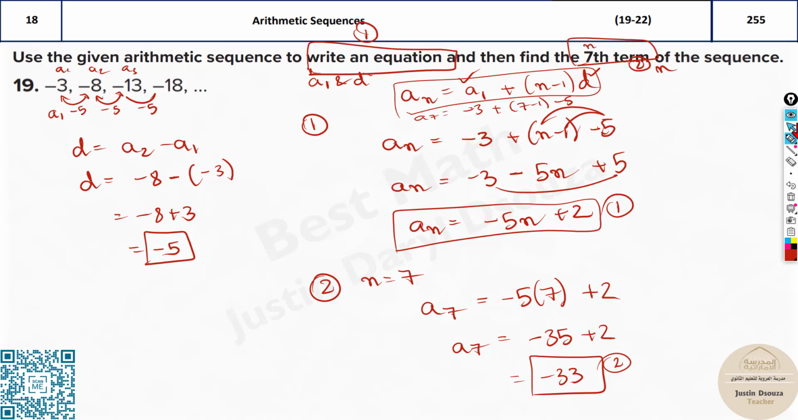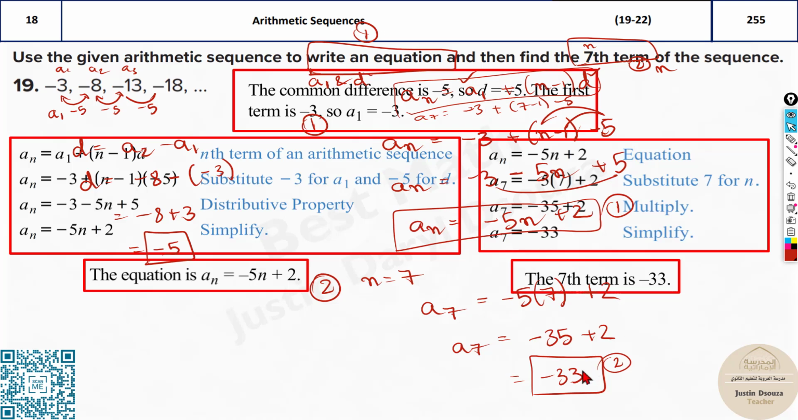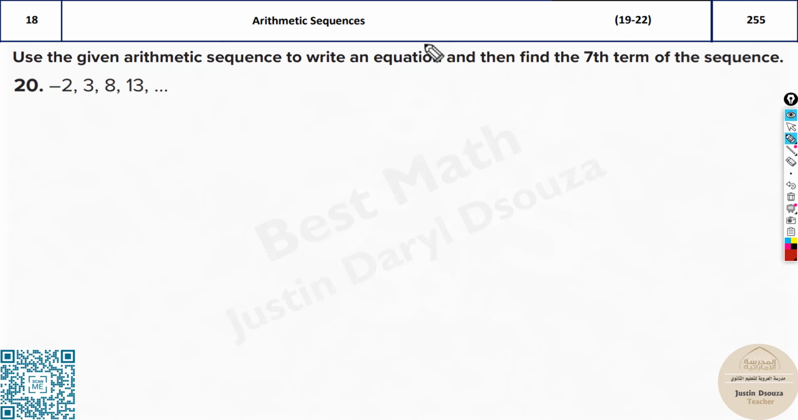Now I will just go to the next question. We will solve it step by step as well. The answers are negative 33, minus 5, and plus 2. Same problem again. You can do these by yourselves.